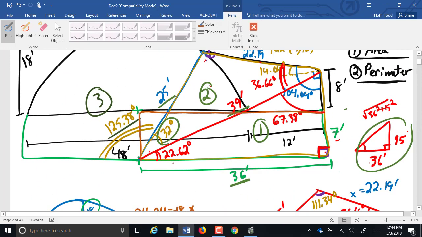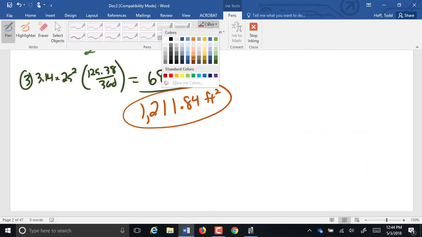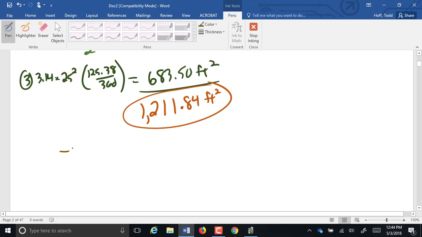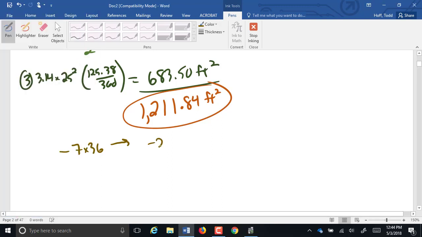7 by 36 is going to be this piece. You're right. We've got to subtract that out. No, it can't go all the way over because that other part isn't all rectangle. I'll show you here in just a second. So 7 times 36 is 252.